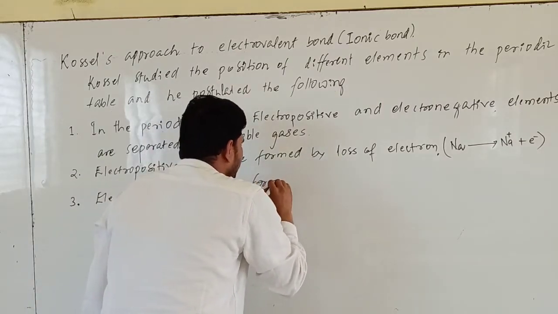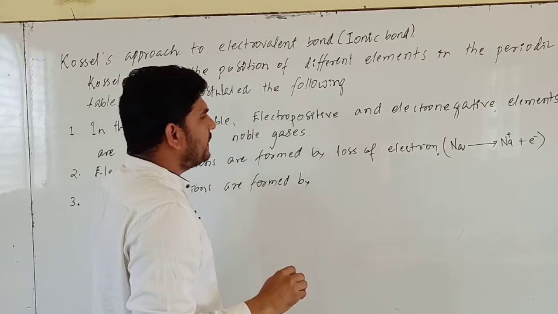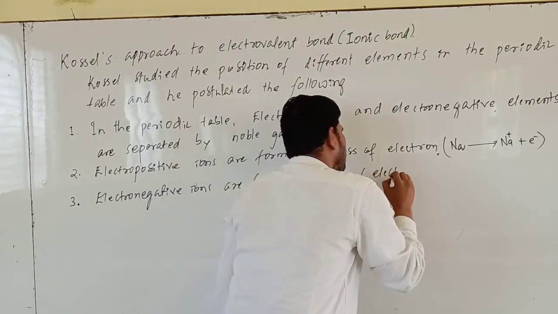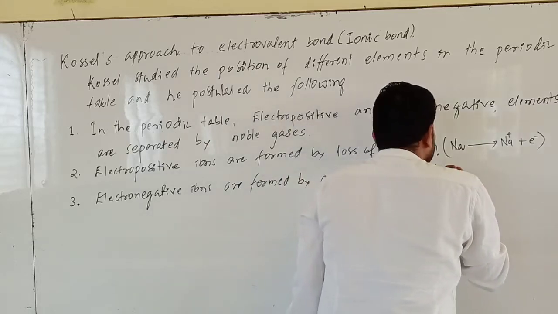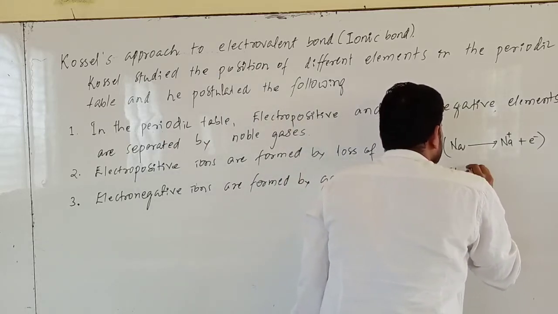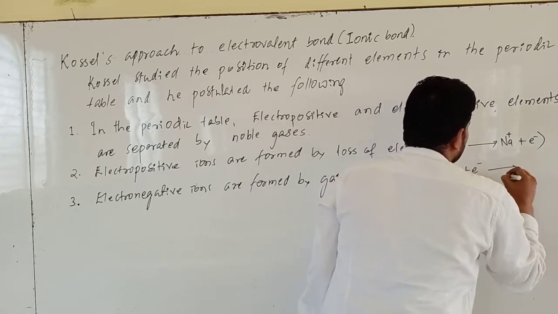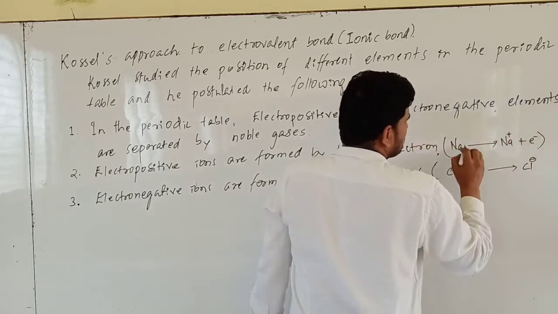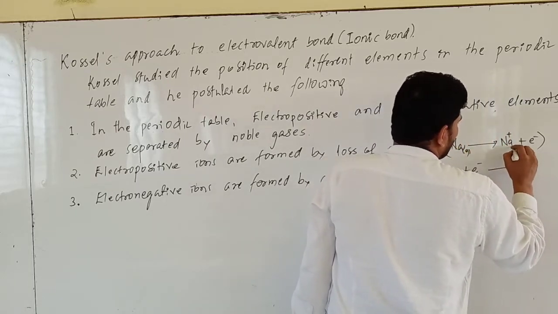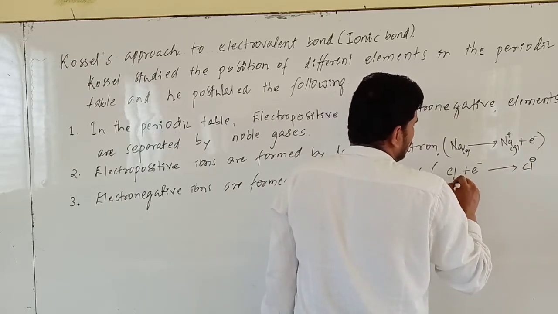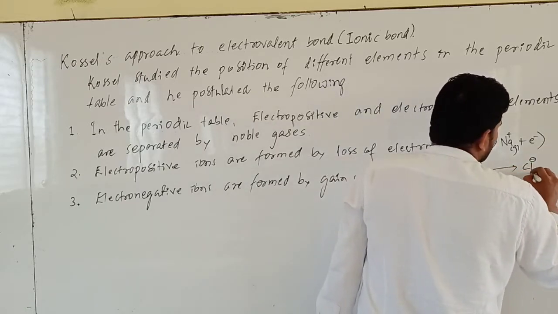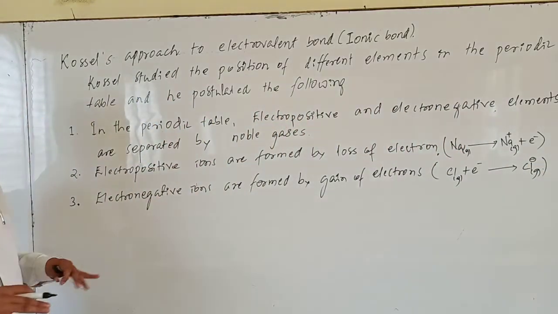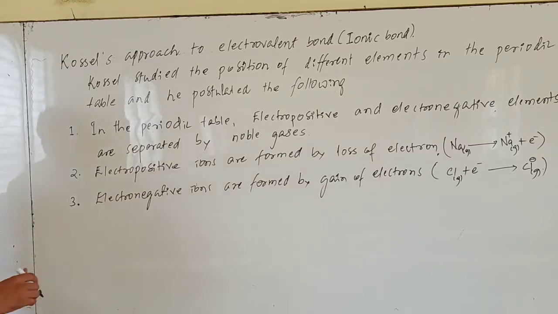And electronegative ions are formed by gain of electrons. Exactly right. For example, a Cl atom takes an electron to become Cl minus. This gaseous sodium loses an electron to become a gaseous cation, and this gaseous chlorine atom takes an electron to become a gaseous chloride ion. Like this, cations are formed by loss of electrons and anions are formed by gain of electrons.